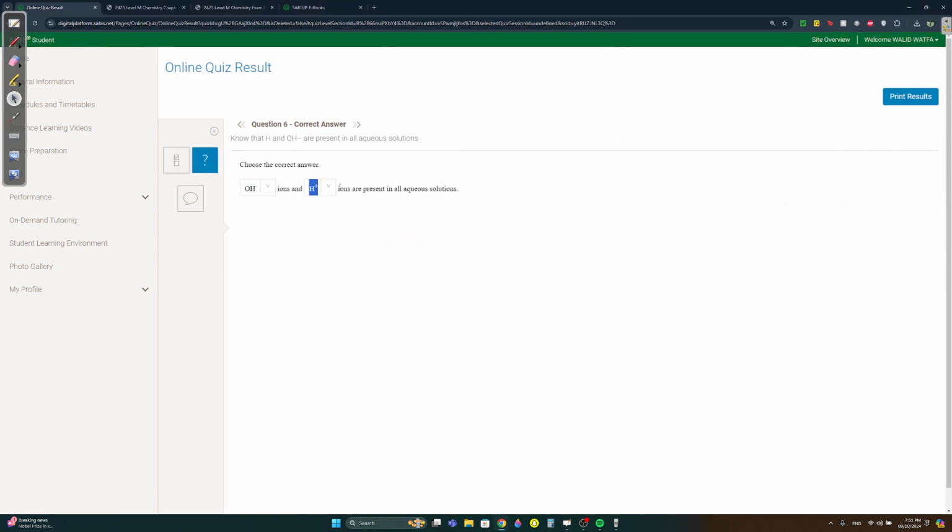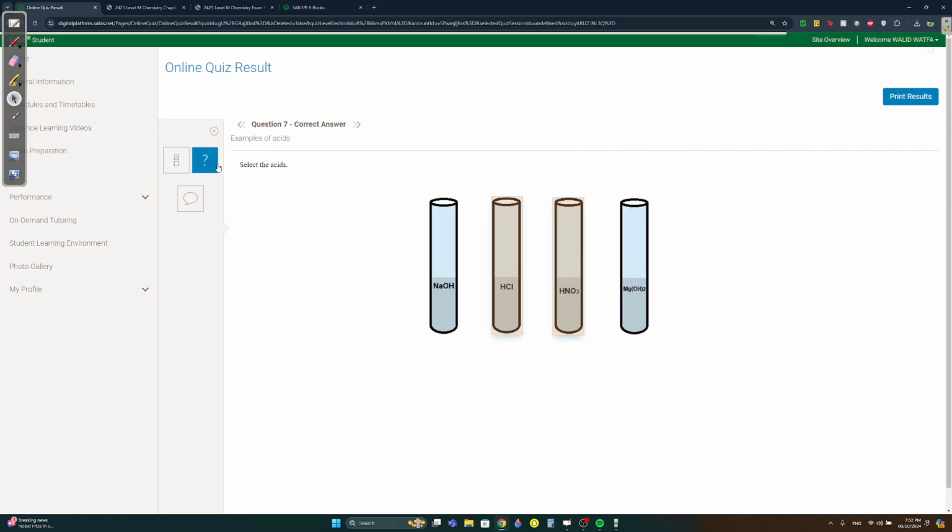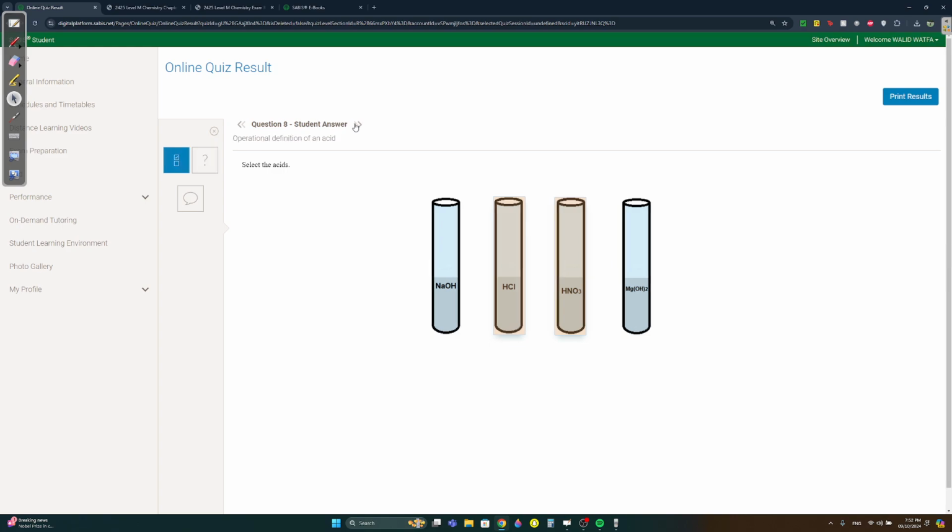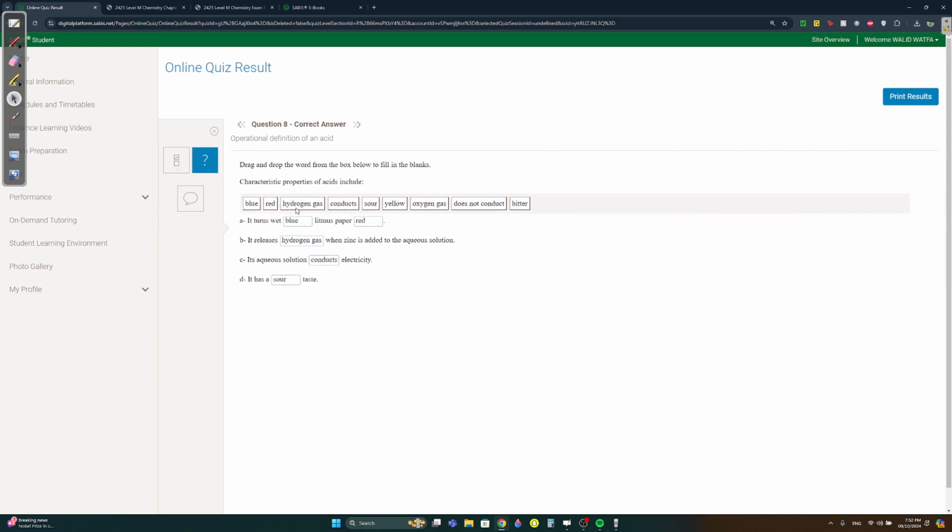OH minus ions and H plus ions are present in all aqueous solutions, right? If something's aqueous, that means it dissolves to form ions. You're always going to have OH minus and H plus. Okay. Which ones are acids? Is it the hydroxide? No, it's never the hydroxide. It's always HCl, HNO3, right? Guys, we should all know what acids are.